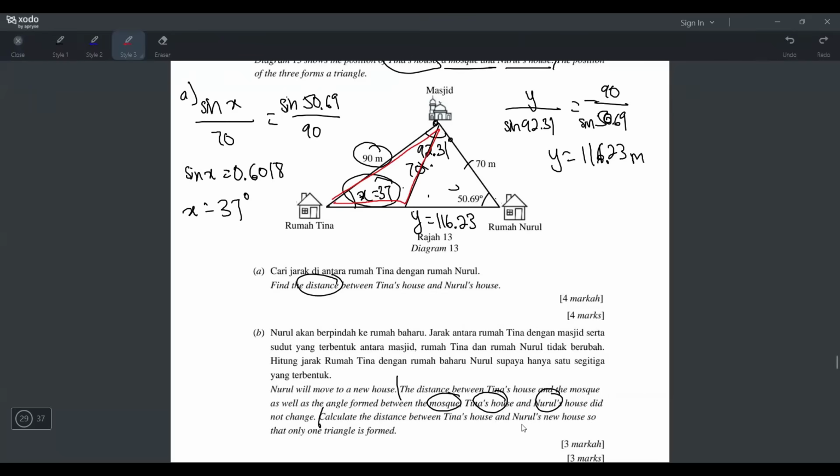So now they want to find what? The distance between Tina and Nurul's new house. So this is Nurul's new house lah. This one is the new house for Nurul. Okay, so how to find the distance here? The distance between here and here. We know the whole distance is 116.23. So how to get this? Let me think.